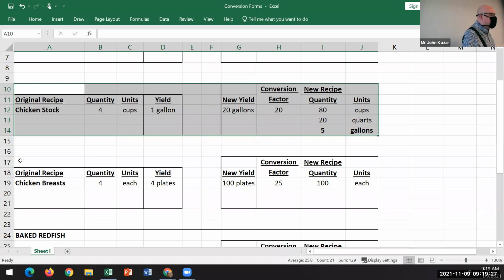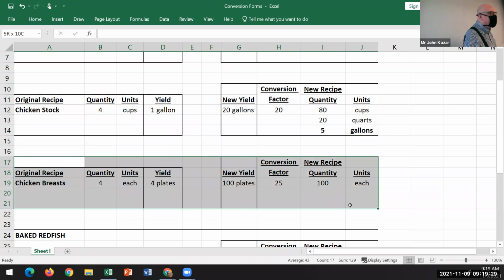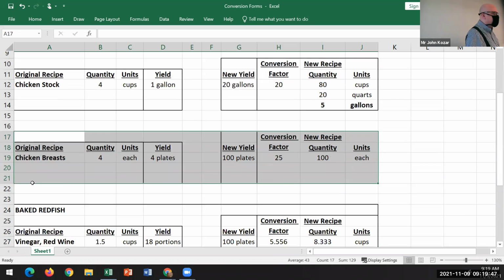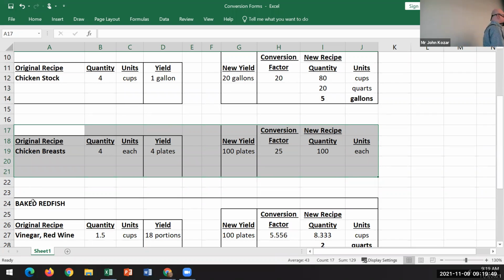So then, those first 2 units, those were liquid measurements, which involves teaspoons, tablespoons, fluid ounces, cups, pints, quarts, gallons. This next thing is chicken breast, and it's going to be something by the cup. Each plate is going to have 1 chicken breast on it. So it makes it really easy.